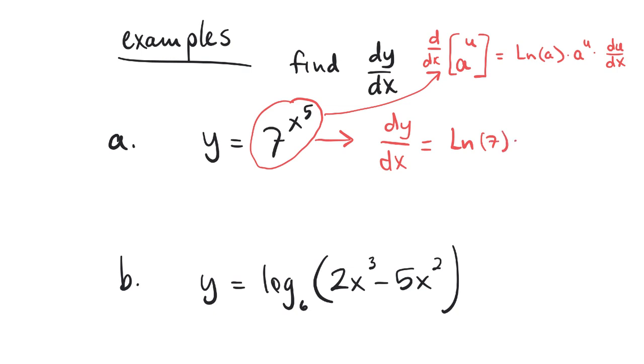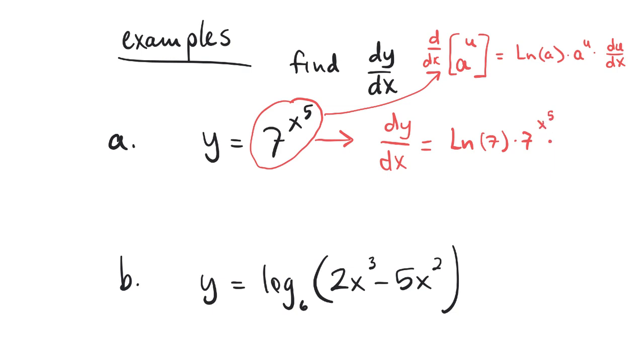times a to the u, which is, sorry, not a, 7 to the x to the fifth. And we multiply this by du dx, or the derivative of u. This is u, the inside part, or the exponent.